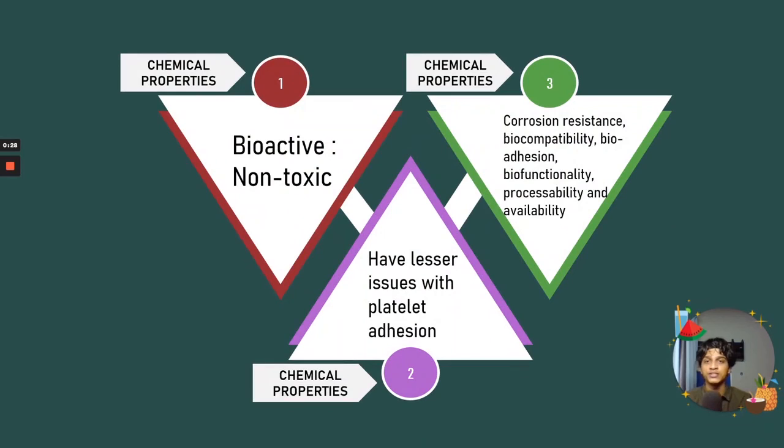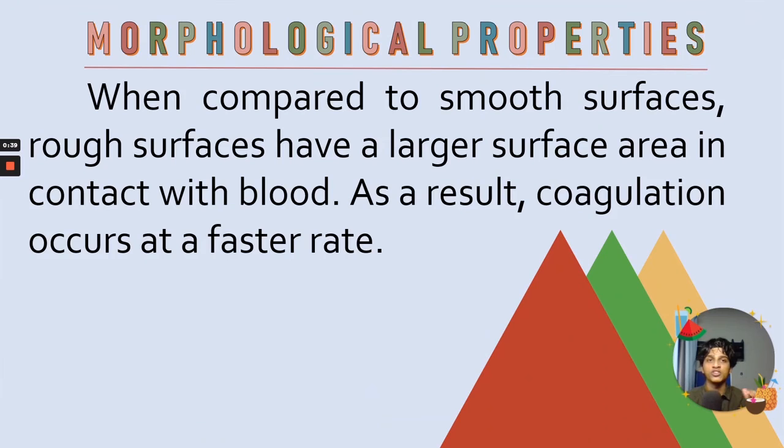For chemical properties, it should be bioactive and non-toxic. It should be corrosion resistant, with biocompatibility, bioadhesion, biofunctionality, processability, and availability. It should also have fewer issues with platelet adhesion. For the morphological properties, when compared to smooth surfaces, rough surfaces have a large surface area in contact with blood. As a result, coagulation occurs at a faster rate.